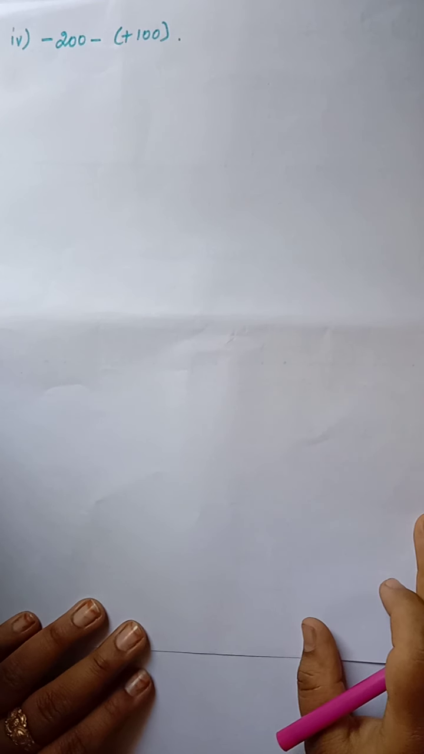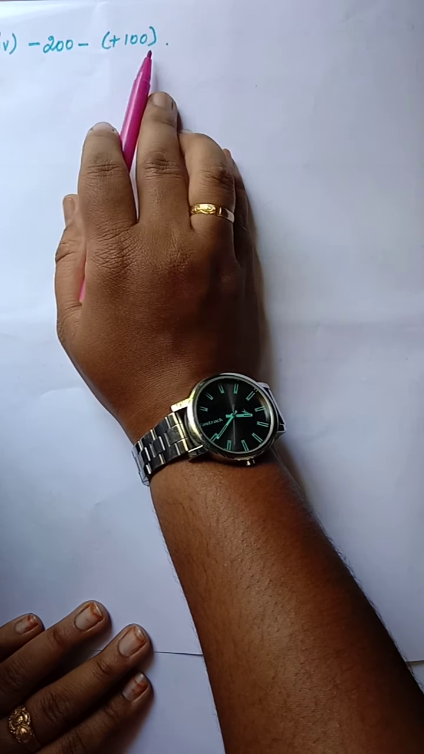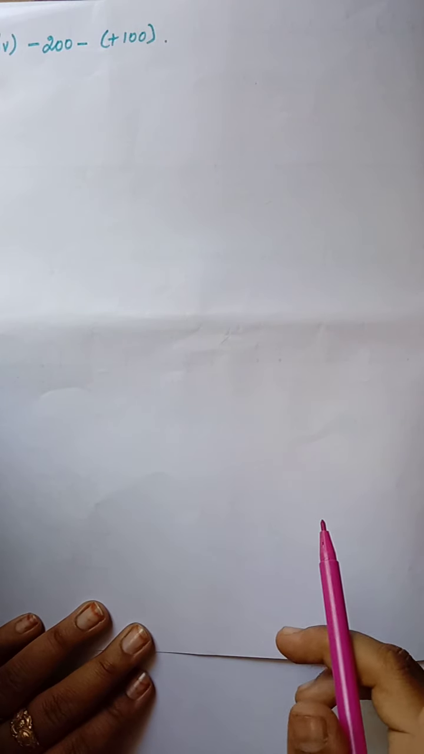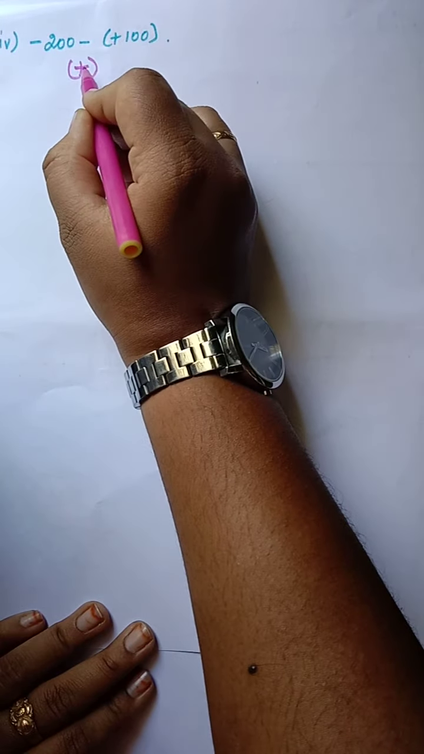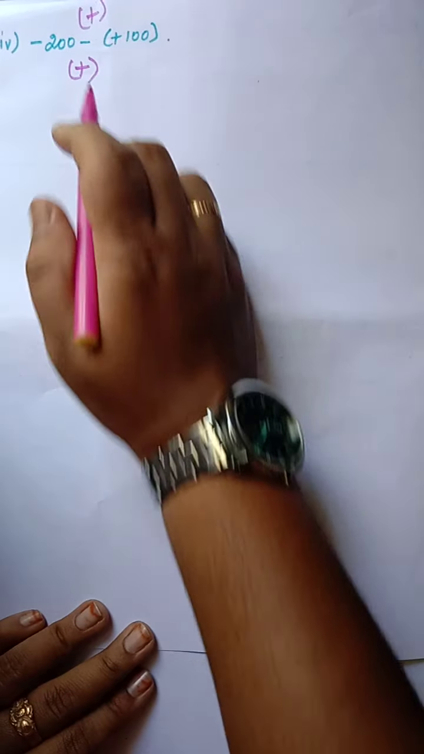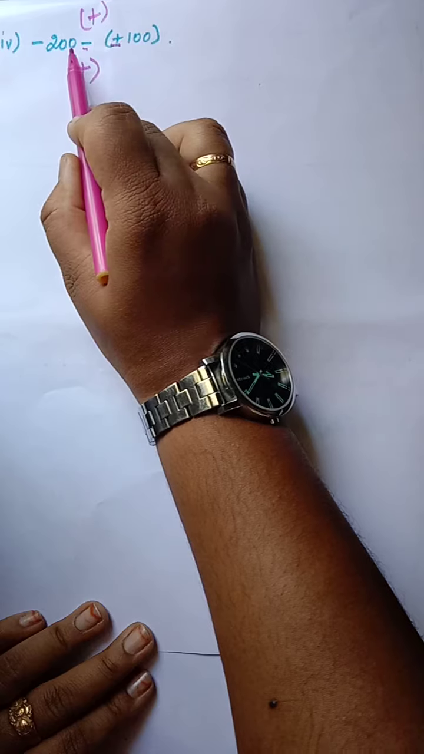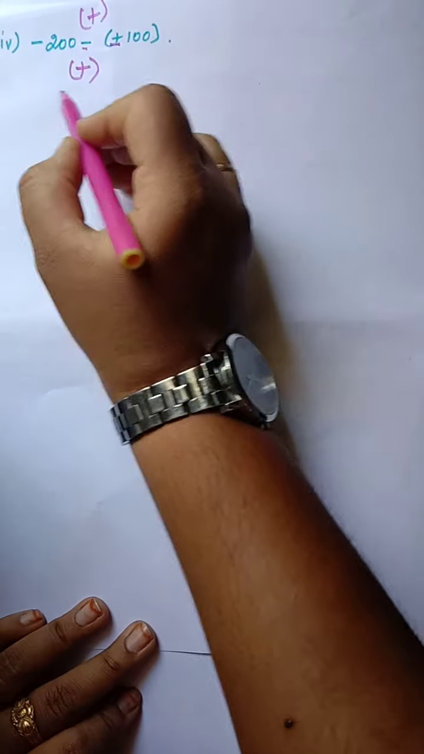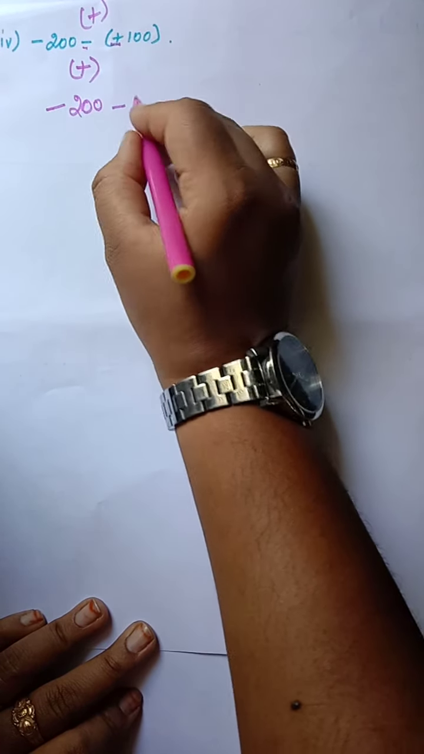Okay, now the last sum, that is the fourth sum: minus 200 minus plus 100. How can we simplify it? Here minus into minus is plus, plus into plus is plus, so we have to add these two numbers. Now what we have to see? Here it is minus plus. So we can change it as minus 200 minus into plus, that is minus 100.